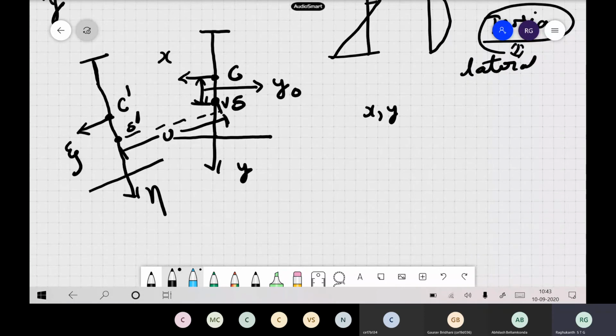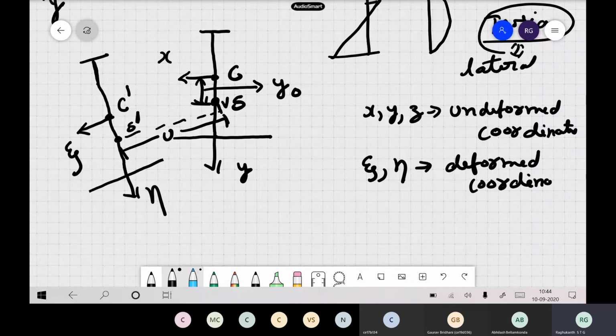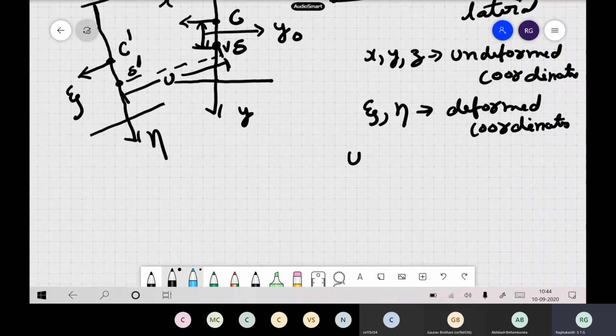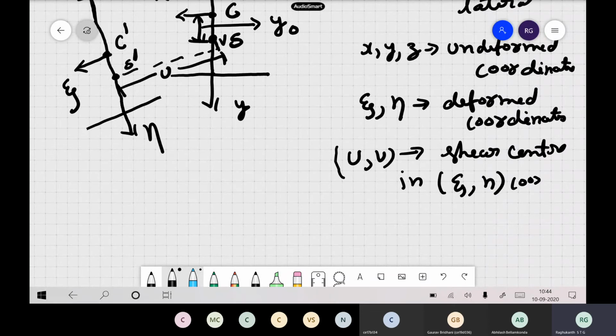So your X, Y, Z, they are the undeformed coordinates here. And your psi and eta are basically the deformed coordinates. So your U and V for the shear center are in the psi, eta coordinate system. So these are two different coordinate systems.